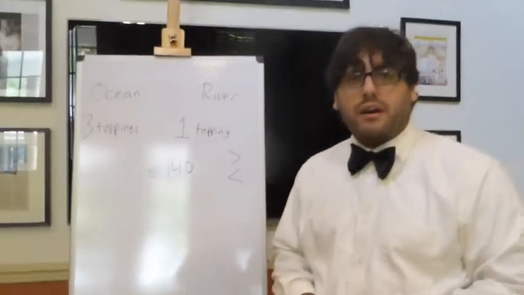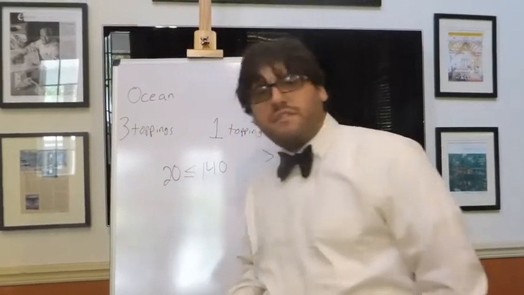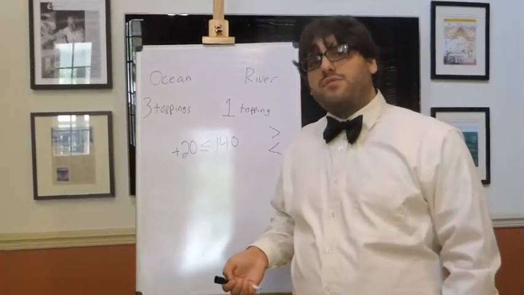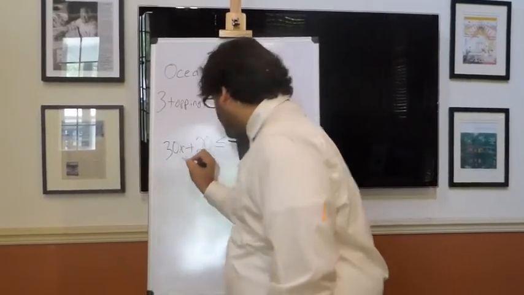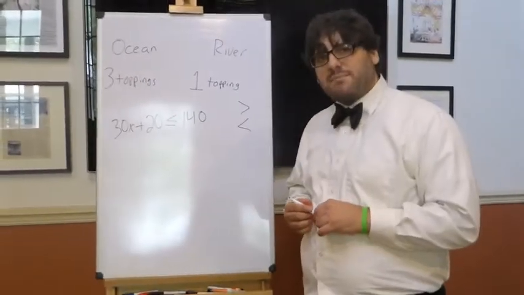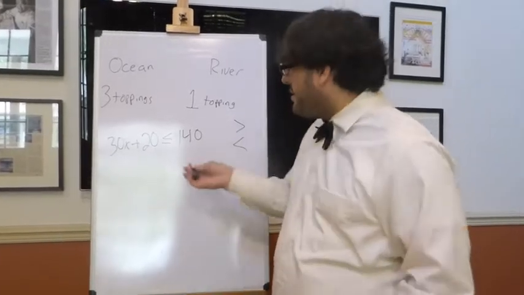So now let's talk about the cost. It's $20 to host the fee, plus $30 for every person attending. 30x, where x is the number of people attending this party. Looks kind of similar to the last problem we worked, right? So let's figure it out the same way.